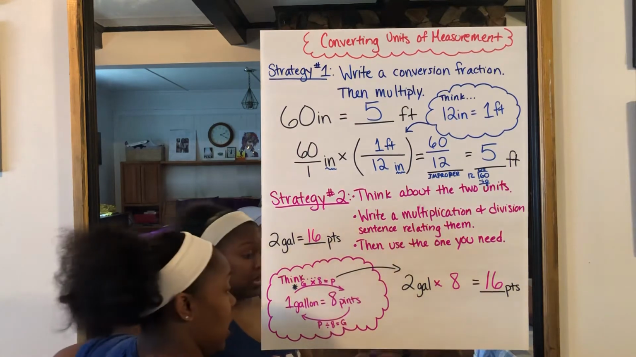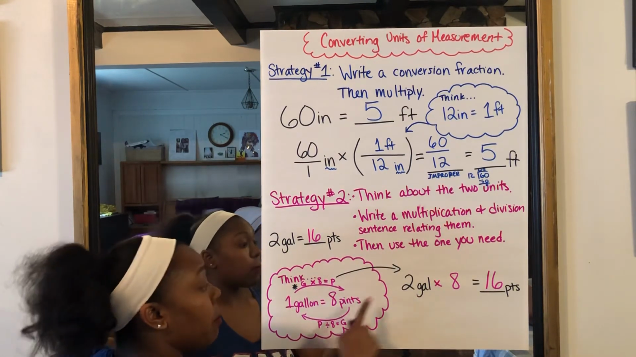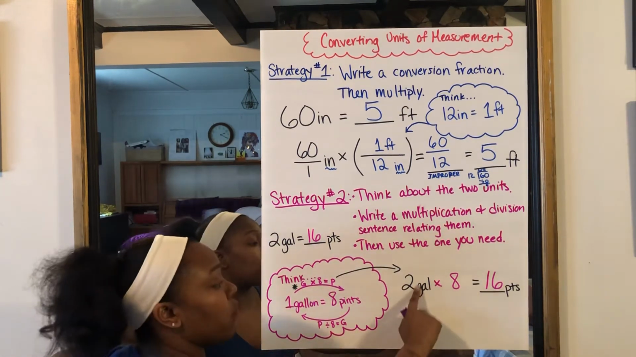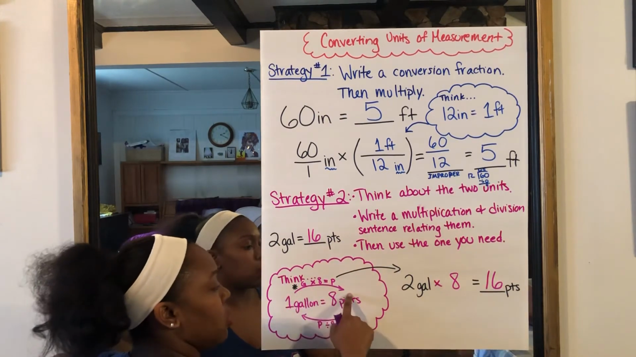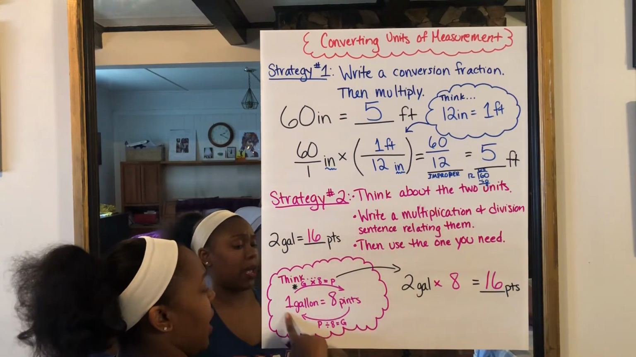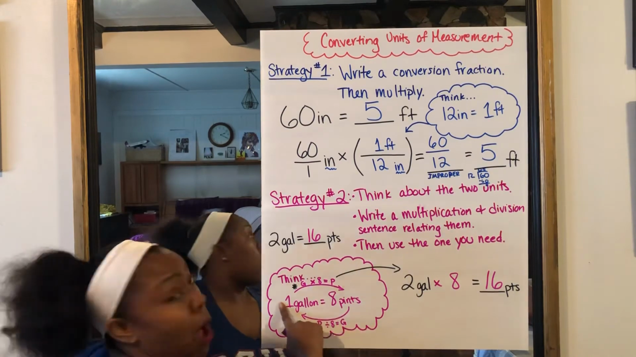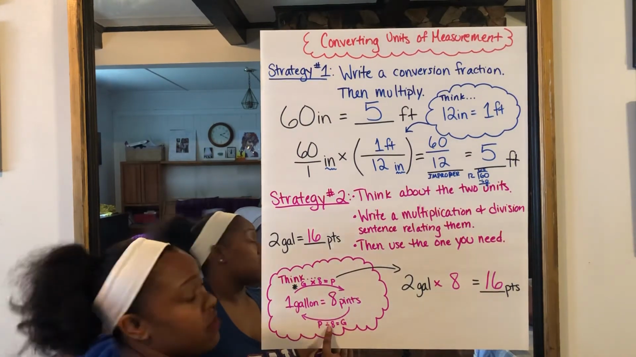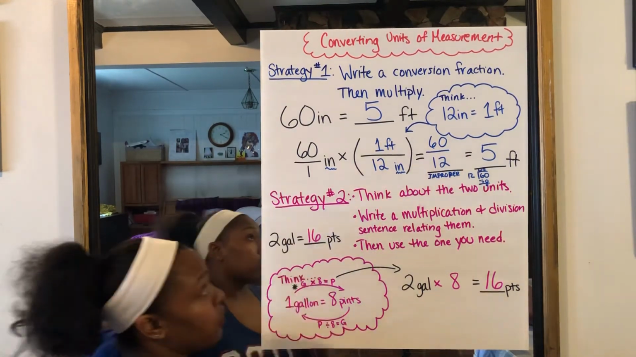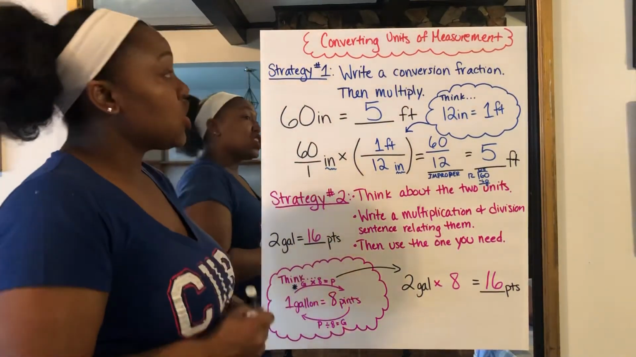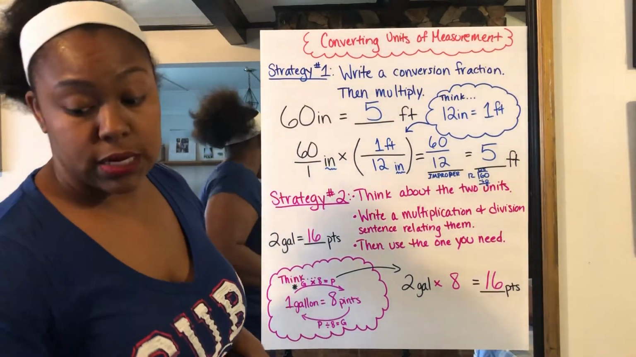Okay? So you can write both of them, the multiplication and the division, and then just use the one that you need. If you're going from gallons to pints, then you're going to use that multiplication. If you're going from pints to gallons, well, our number gets smaller going that way, so we're going to use division. All right? So those are two different strategies that we can use to convert units of measurement.